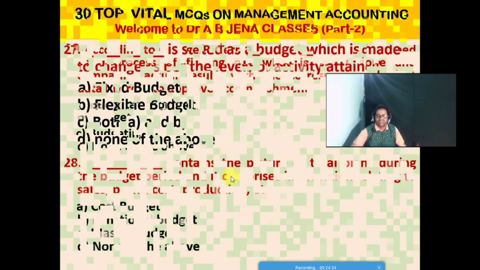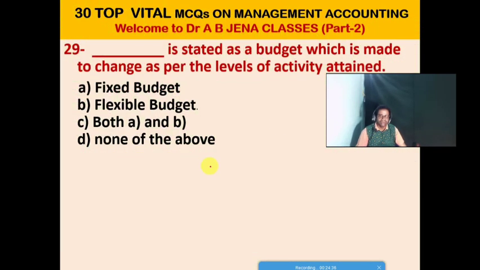So next one MCQ. Which one is stated as a budget which is made to change as per the levels of activity attained? A, it's the fixed budget. B, it's flexible budget. C, it's both A and B. D, it's none of the above. Friends, so B is the right option for this MCQ. I mean the flexible budget is stated as a budget which is made to change as per the levels of activity attained. So B is the right option for this MCQ.